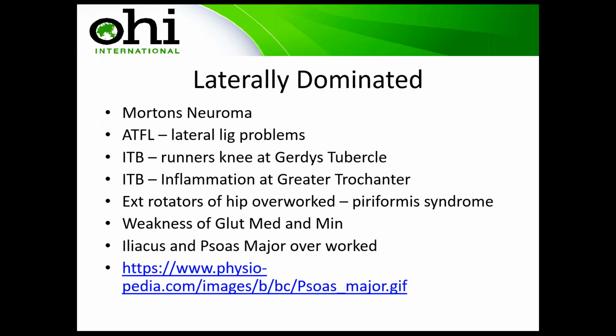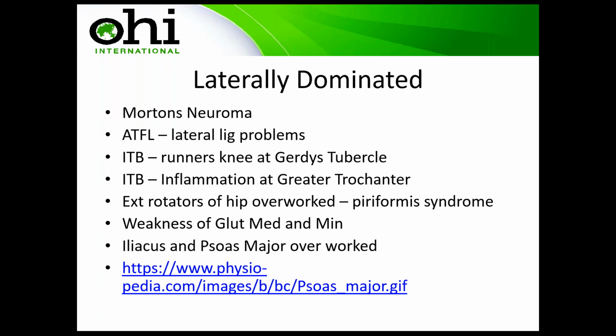So some of the things we would look for would be Morton's neuroma, ATFL ligament, lateral ligament problems, ITB, runner's knee. So you're looking at a very tight iliotibial band. So runner's knee where it flicks over Gerdy's tubercle, or inflammation at the greater trochanter where you've got maybe a trochanteric bursitis from your hip flexors, or whether you've just got inflammation of the ITB.